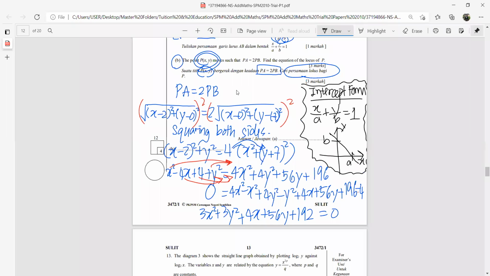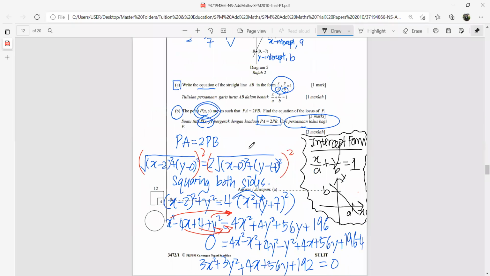You remember or not? Some of you forgot this, right? Okay, you remember how to form the equation of a straight line? y minus y1 equals m(x minus x1), right? And this is another form.